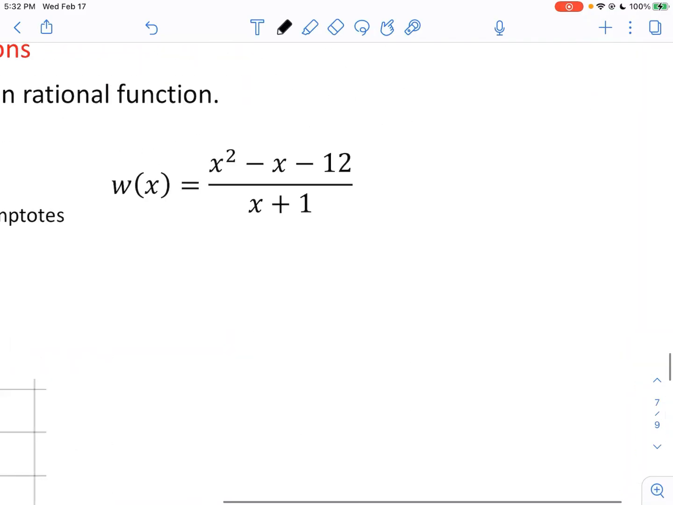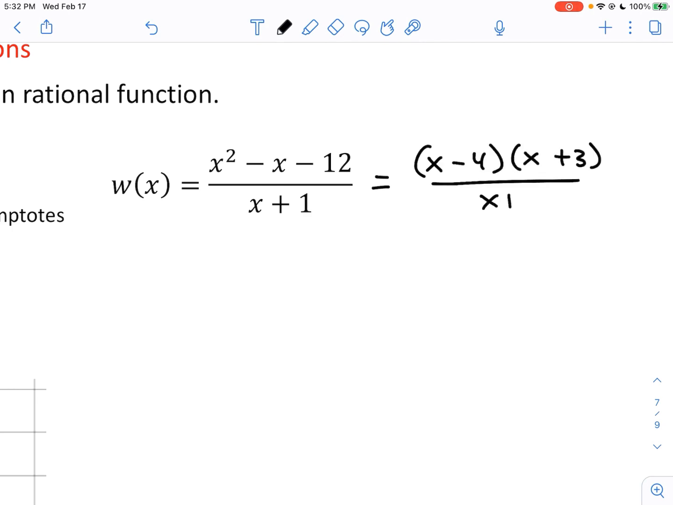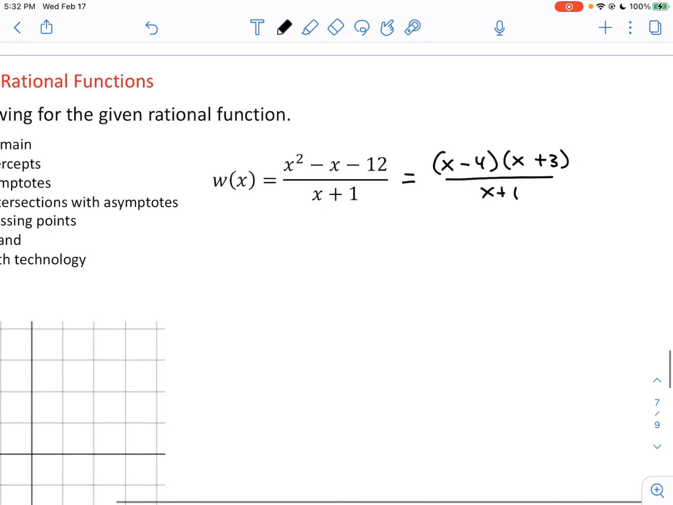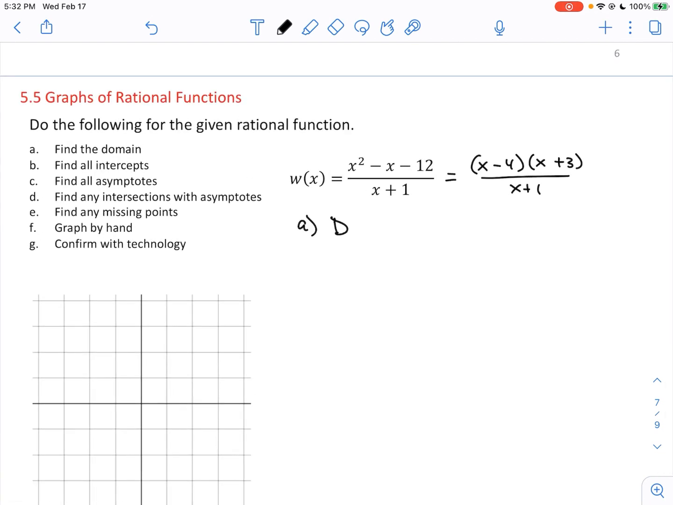Okay, factoring this one here, the top factors x - 4 times x + 3, and this time over an x + 1. So this time we don't get any cancellation. So there's not going to be any missing points. The domain of this w function is x can't be -1.